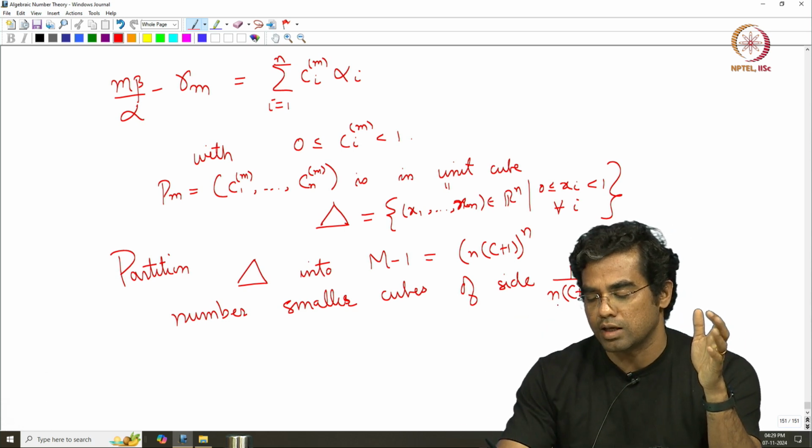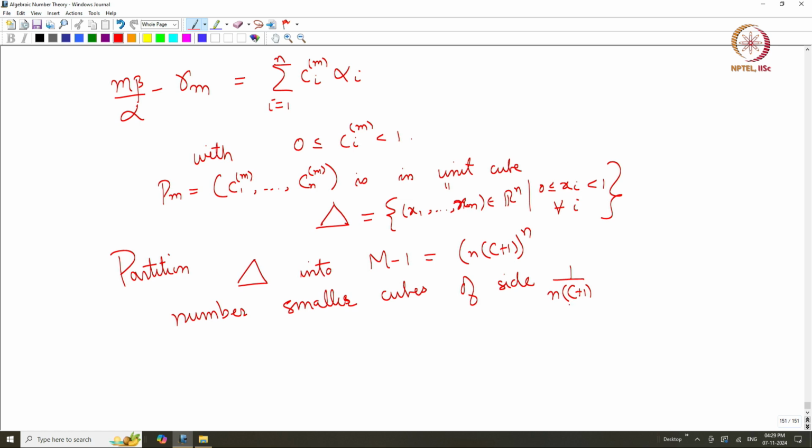So, now my side is n times C plus 1. So, there will be n times C plus 1 to the n cubes, right. So, that is where my number m comes from. Okay. All right. Now, my m is an integer such that 0 is less than m is less than or equal to m, right.